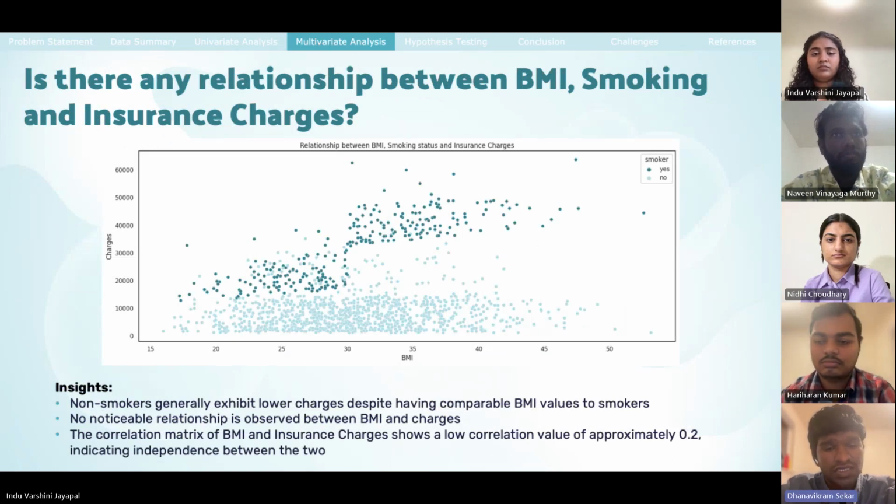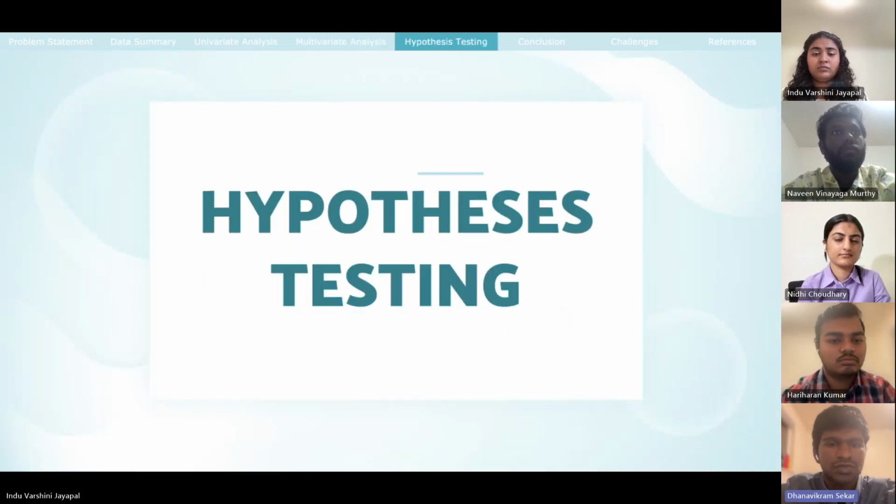So another one of our questions was, is there a relationship between the numerical columns BMI and charges, and how would smokers fit into this picture? To analyze this, we used a scatter plot, and we also found the correlation value between charges and BMI, and we could not find any relationship between the charges and BMI. However, one interesting thing we found from the plot is that smokers generally have higher charges compared to the people who do not smoke. So, with the results of this analysis in our hand, we started formulating our hypotheses around this, and Nidhi will take over the presentation to talk about this.